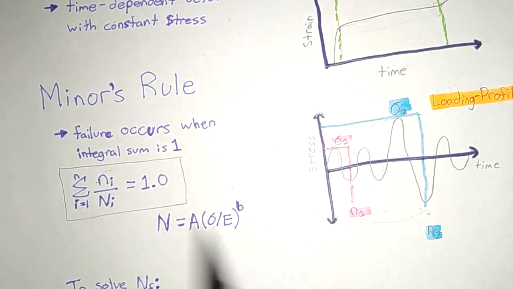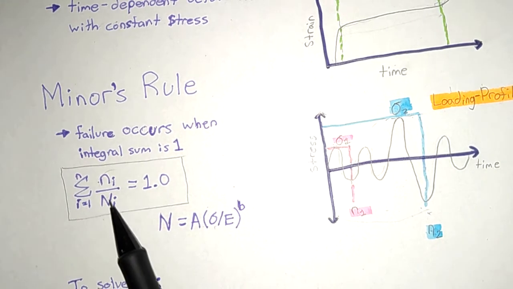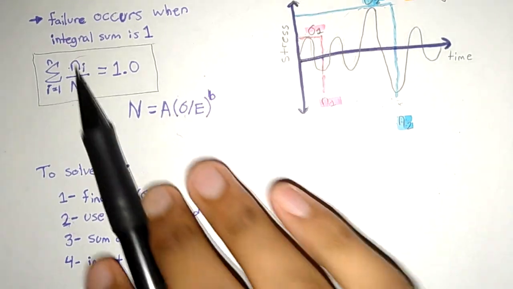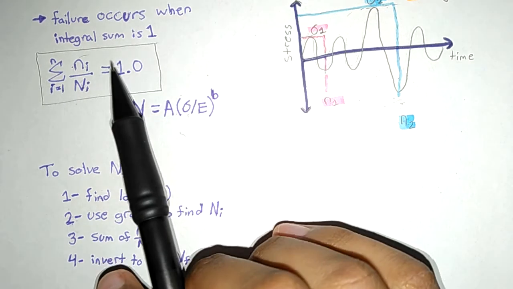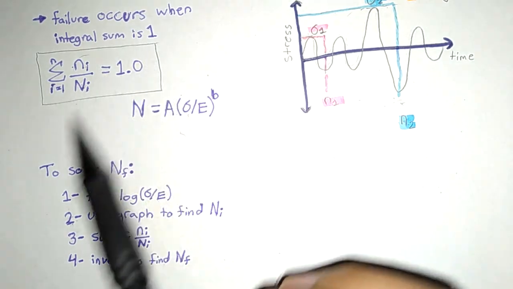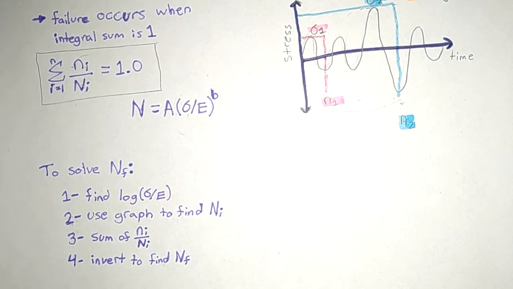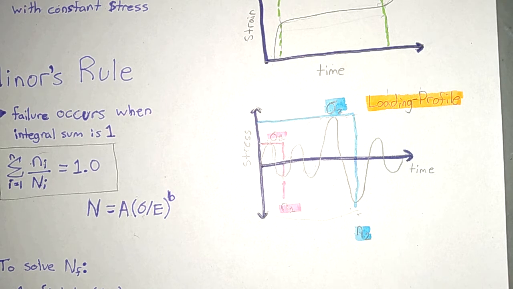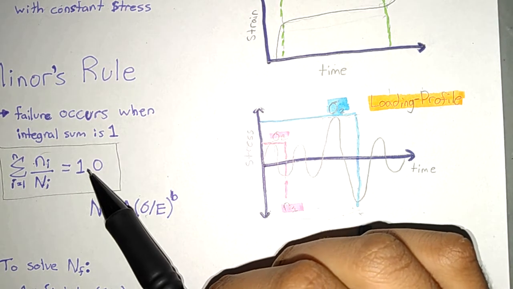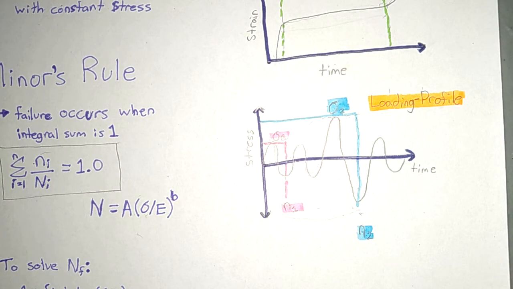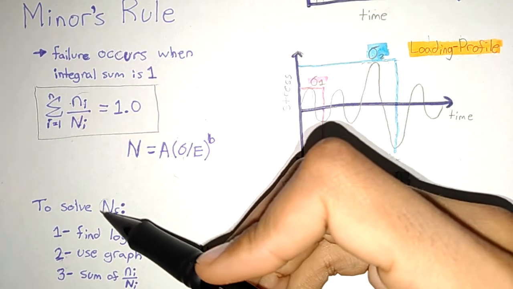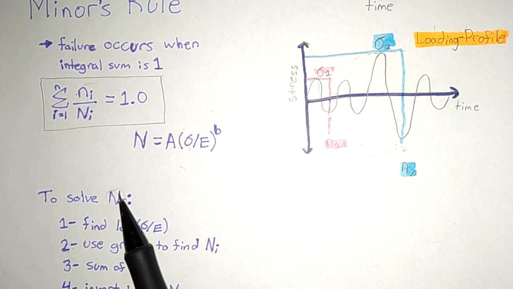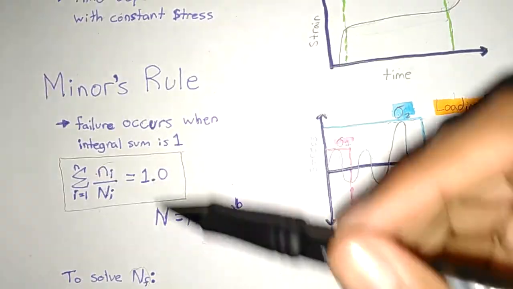I have to find the small n and plug it in, and the large N's I just have to find from the graph. And then I'm going to have a number. It won't equal 1. It's probably going to equal 0.2, or probably 0.1. So my question is, what number of cycles will give me a sum equal to 1? We're trying to find NF, some number of cycles that will give me this number equal to 1.